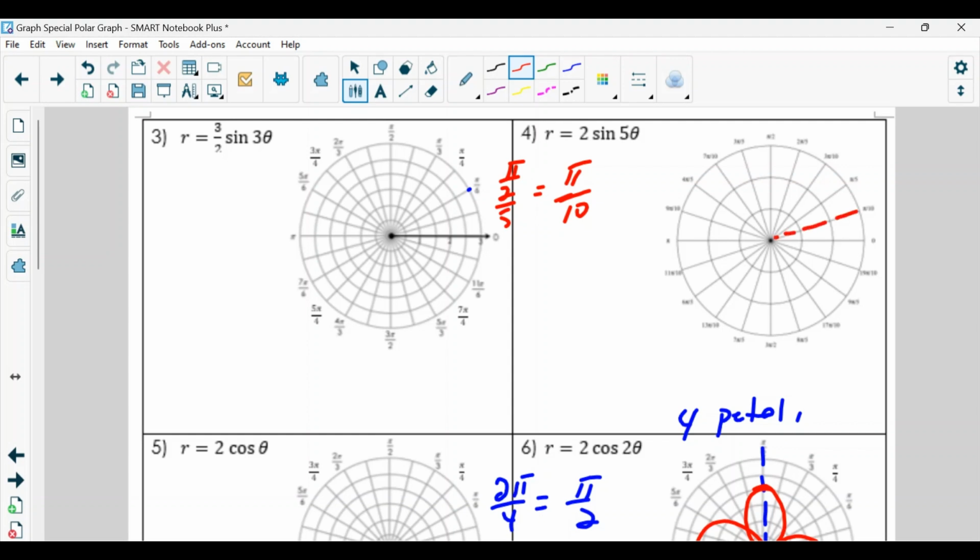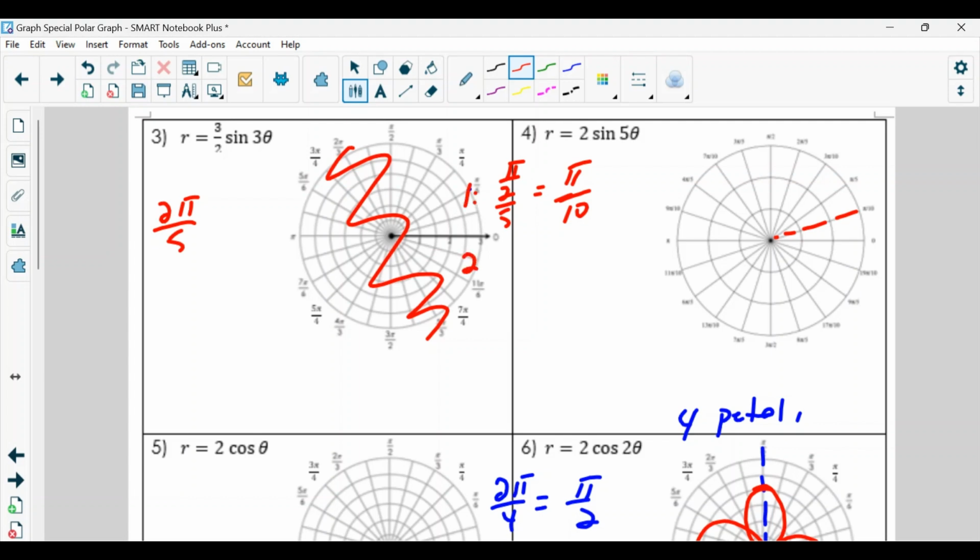Good. Now there are 5 petals, so I need to find out how far apart they are from each other. So to do that, I need some more space, guys. I'm going to be over here. I'm going to divide 2 pi by 5, which is 2 pi over 5. Can't simplify that any further. Good. So this is my first one.